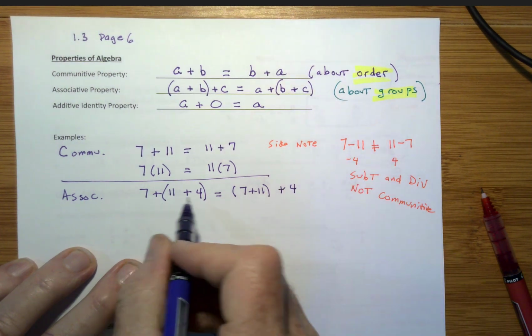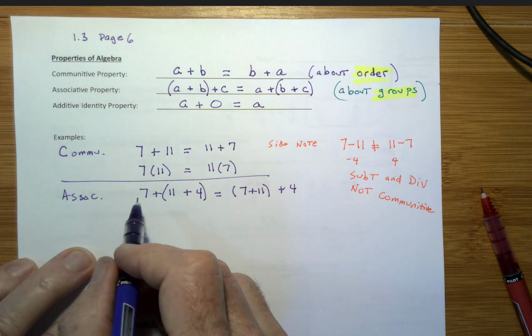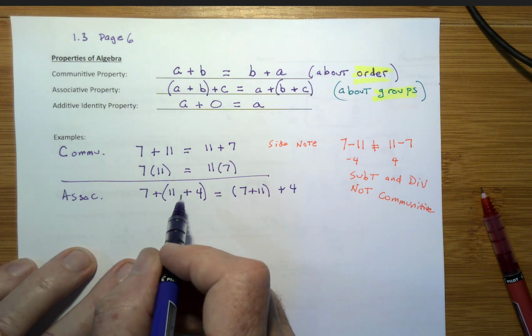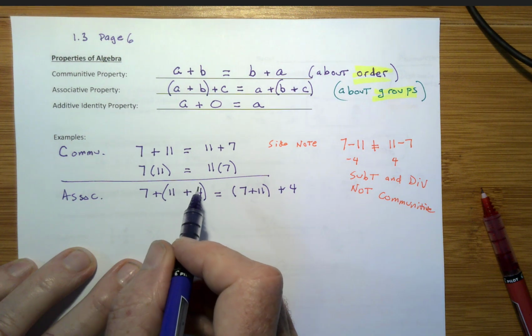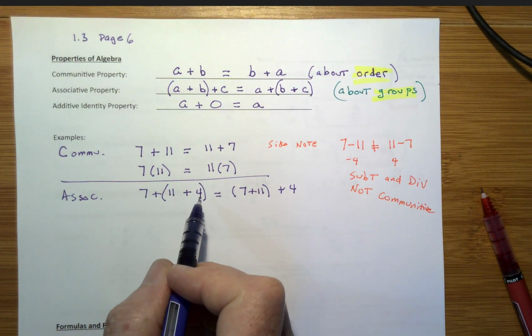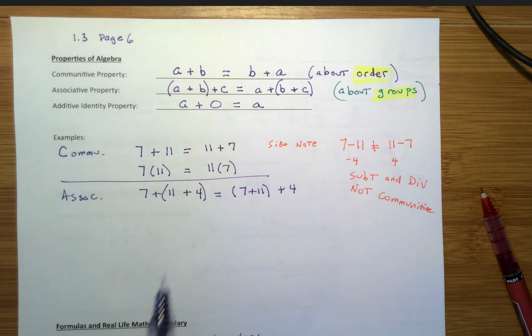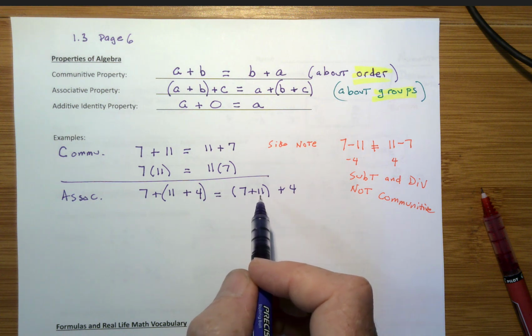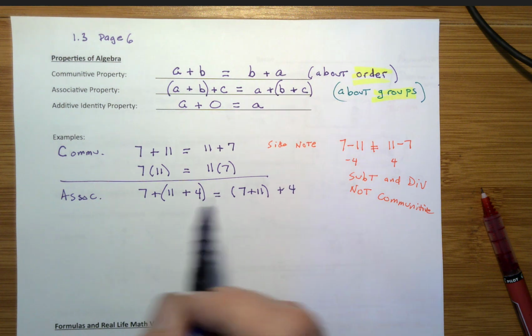So this would add 11 and 4 first, which is 15. 15 and 7 is, what is that? 15 and 7 is 22. My math brain isn't working right now. But that's 22. So, we get 22 if we add these with 11 and 4 first. But what if we add 7 and 11 first? Well, we get 18 plus 4. That's also 22. It works.